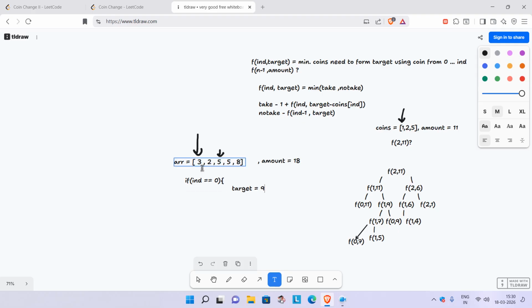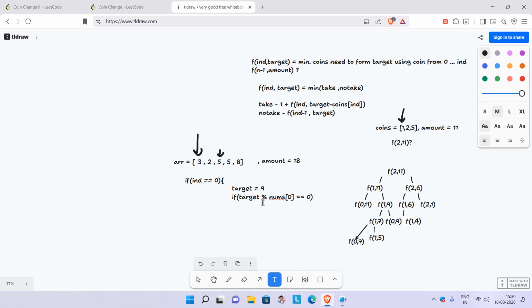Since we are standing at that position, we simply divide. If our target value is divisible by nums of the 0th index, that is, the coin at index 0, and the remainder becomes 0, it means the target is divided completely.